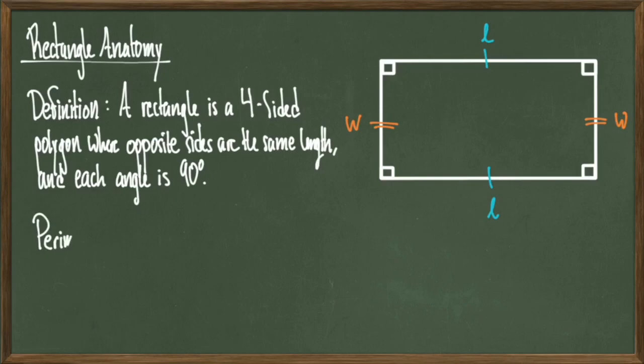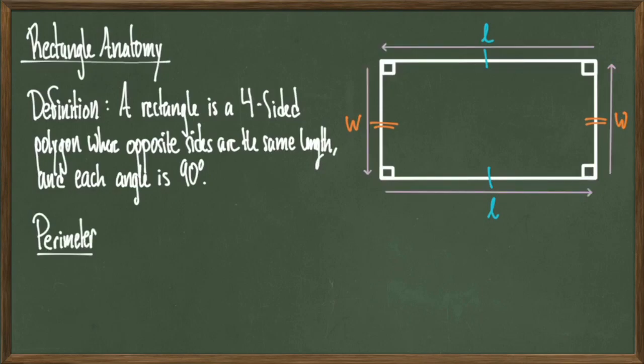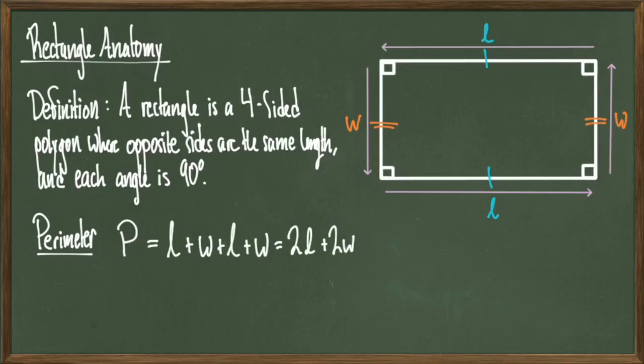Once we've done this, we can describe the perimeter. Think of perimeter as walking around the rectangle and then calculating how far you've walked. Since we have labels for all of our sides, we can define the perimeter as L plus W plus L plus W, which we'll just call 2L plus 2W. In general problems, we typically denote perimeter with a capital P.